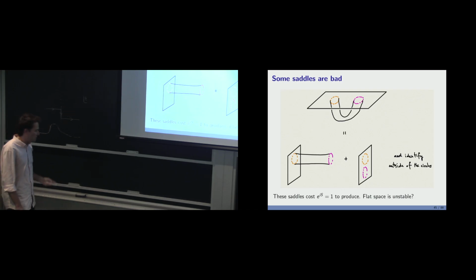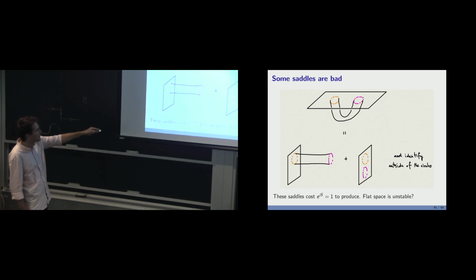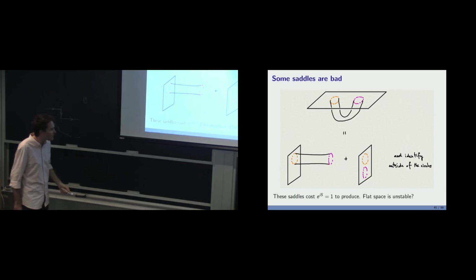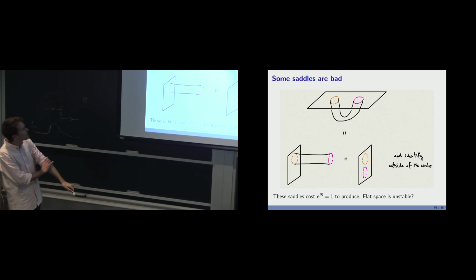Now these things don't make much sense, at least not naively, because they have 0 action. Ricci is 0, the boundary term is 0, the action is 0. They cost nothing to produce. So then you would say, oh no, so now flat space is unstable. Of course it's not. But to say that these kind of things are somehow, we don't want to consider this.